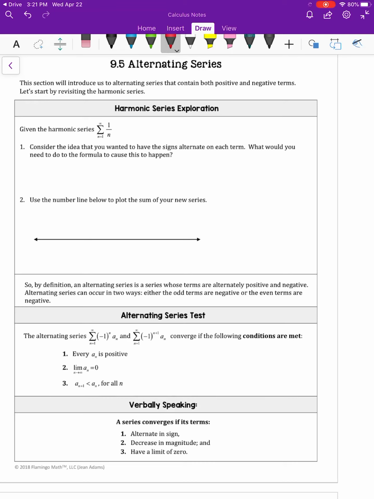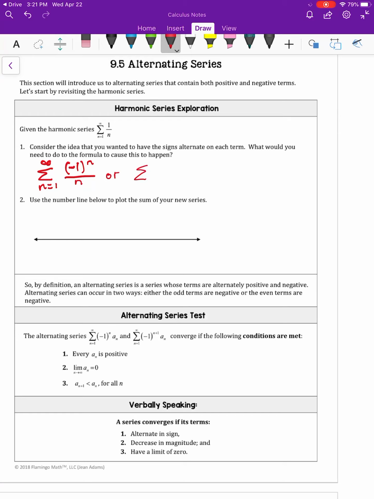9.5 Alternating Series. This section will introduce us to alternating series that contain both positive and negative terms. Let's start by revisiting the harmonic series. Given the harmonic series, the summation from n equals 1 to infinity of 1 over n, consider the idea that you wanted to have the signs alternate on each term. What would you need to do to the formula to cause this to happen?